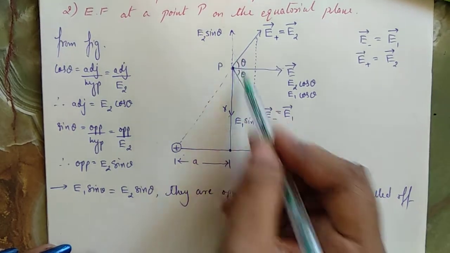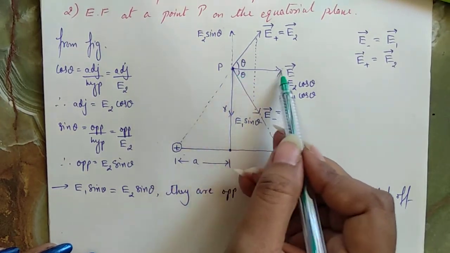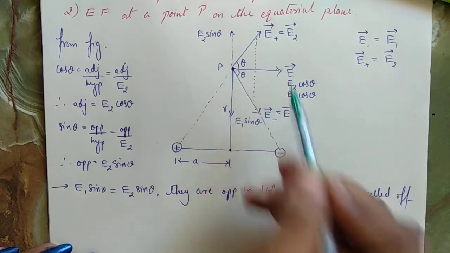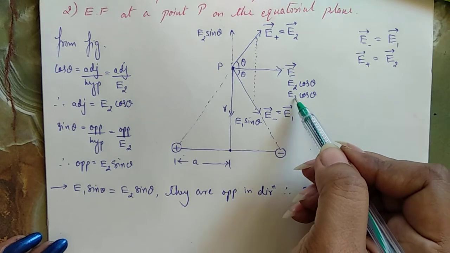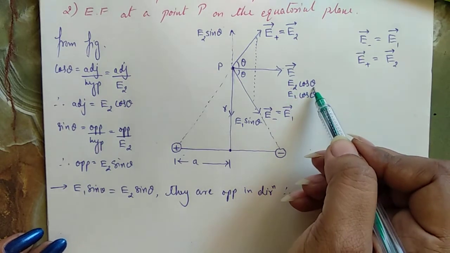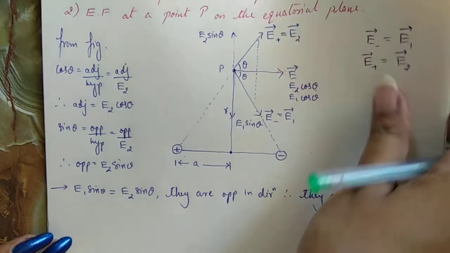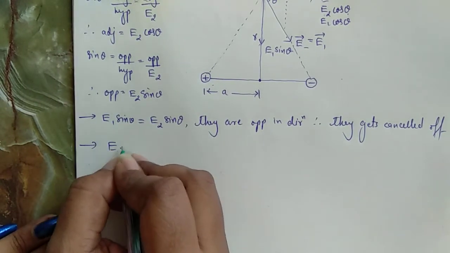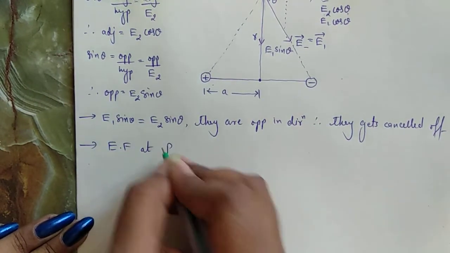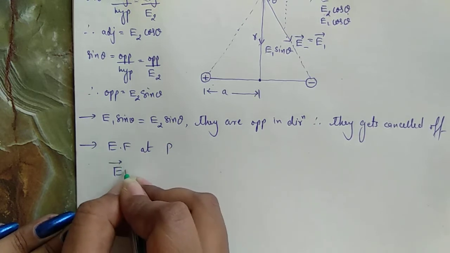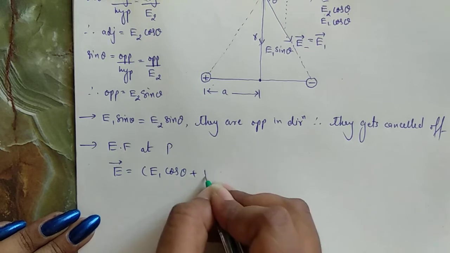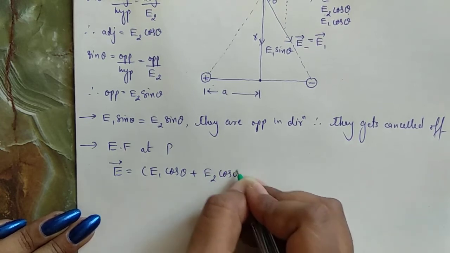So these two components do not contribute to the value of the resultant electric field. So the value of this resultant electric field is going to be E1 cos theta plus E2 cos theta. So we'll write that: electric field at P, vector E, is equal to E1 cos theta plus E2 cos theta.